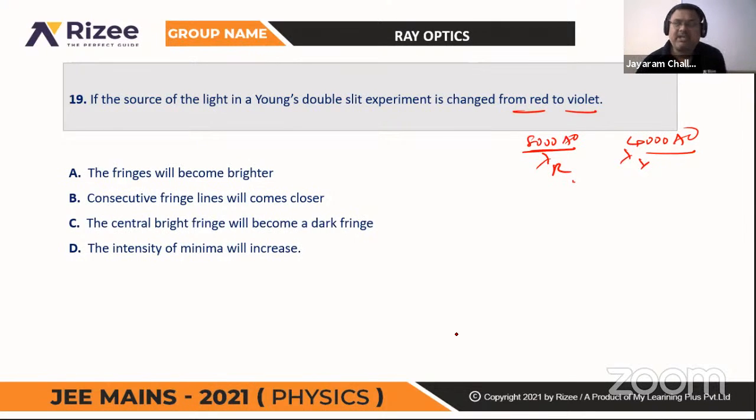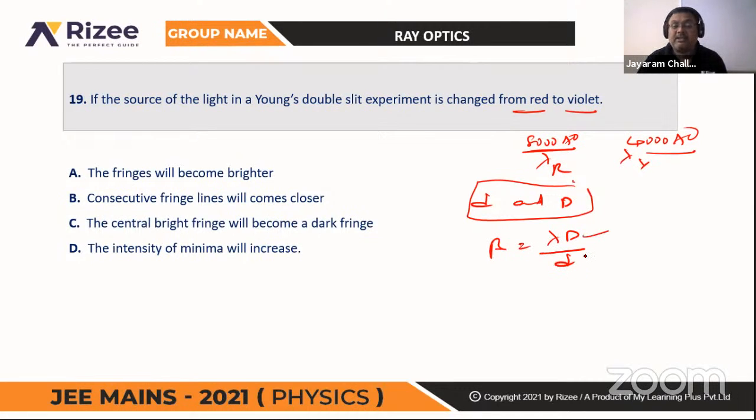As wavelengths are changing, small d and capital D are all the same. Only the wavelength is changing. Small d and capital D are not varying, so intensity should not make any difference here. Intensity should not change. The only change that can happen is in the fringes, because the fringe width formula is lambda into capital D by small d, and lambda is changing. So there is every chance that the fringe width will change. It doesn't concern any other things.